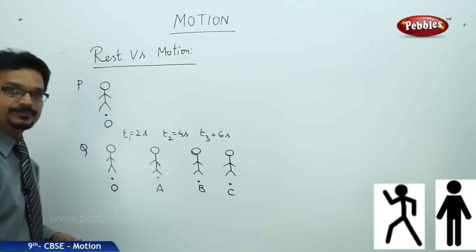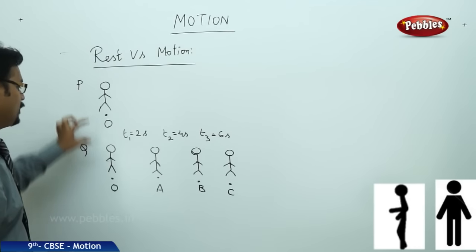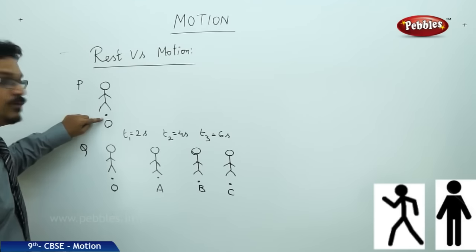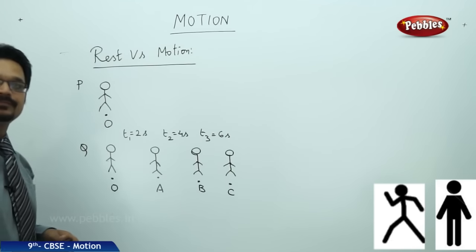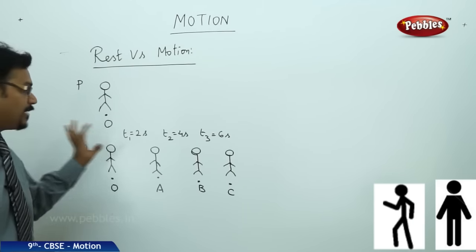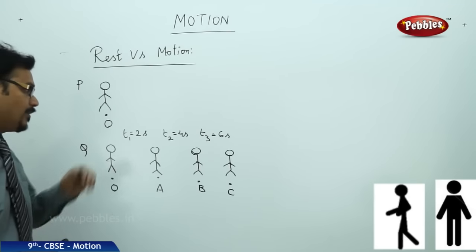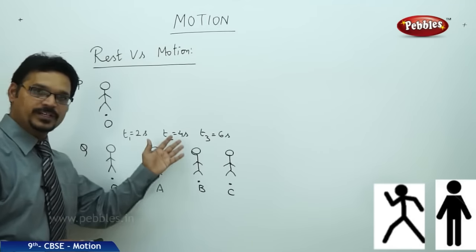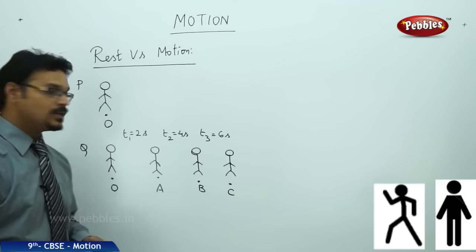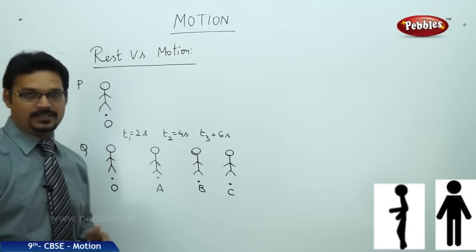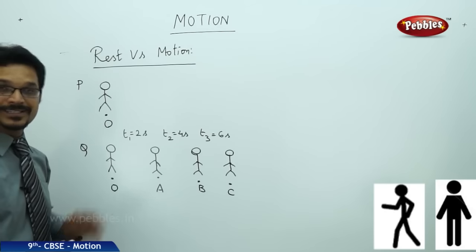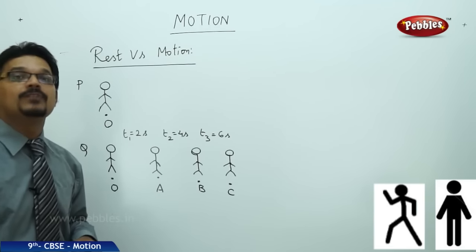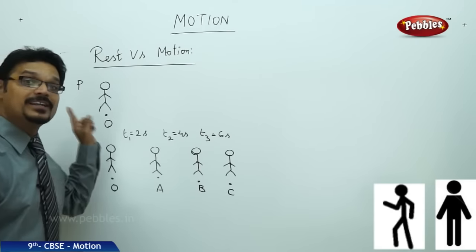See the diagrams here. A person P, a person Q. This person P is at the location O, or at the position O, at time t equal to 0. Now the time is increasing, 2 seconds, then after 4 seconds, and after 6 seconds. Even though the time is increasing, the person P is still at the same location O. Then we say that the person is at rest state.